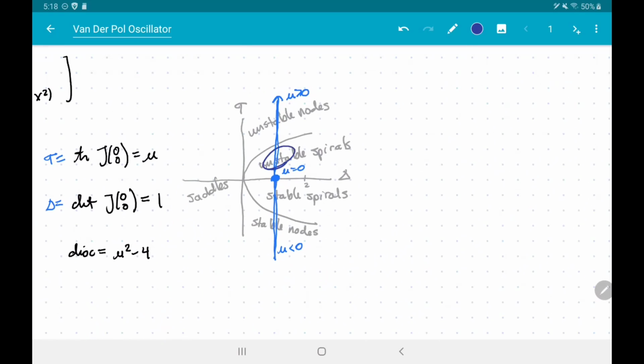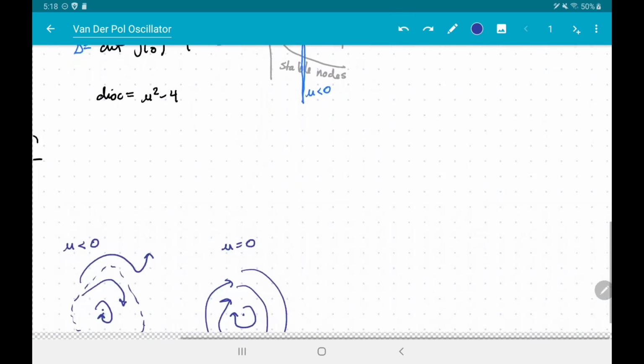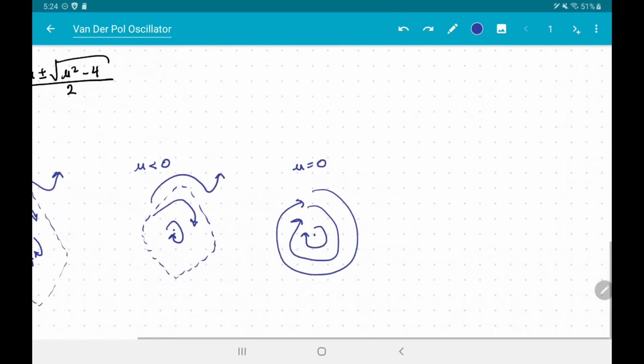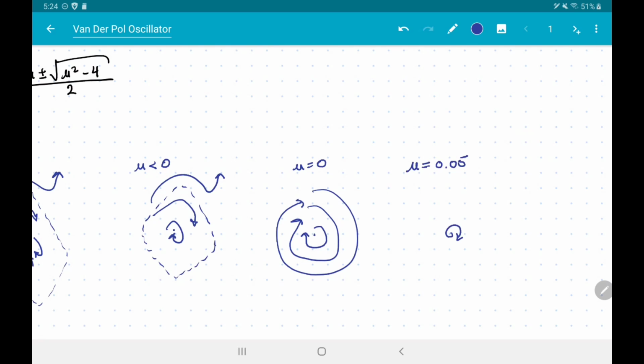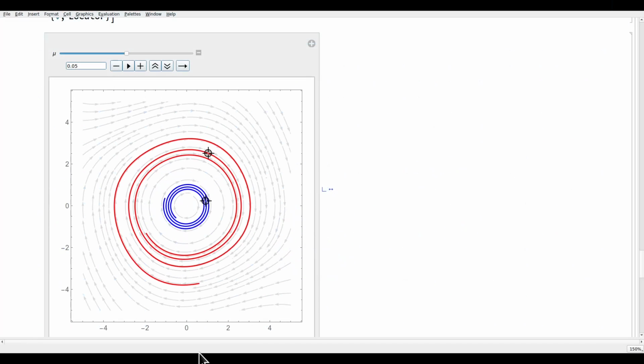Now here's where things start to get interesting. If we increase mu a little bit more, we should get to a place where the origin is an unstable spiral. So let's see, what do we know when mu equals, say, I found that 0.05 gave some interesting results. We know that the origin has become an unstable spiral. Let's take a look at that in a little more detail. Okay, so here you can see at mu equal to 0.05, the origin has become an unstable spiral.